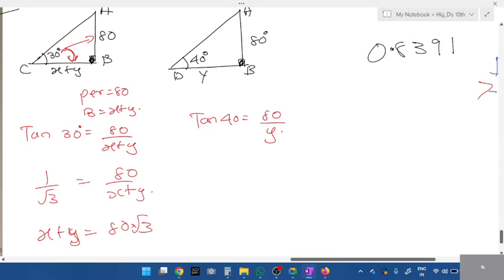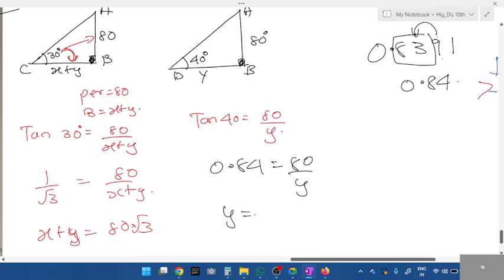0.8391. We always take two decimals. Let us take two decimals. Check whether the third decimal is less than 5 or more than 5. The third number is 9, so you have to add plus 1. What do you have to take? 0.84. Take 0.84 is equal to 80 divided by Y.